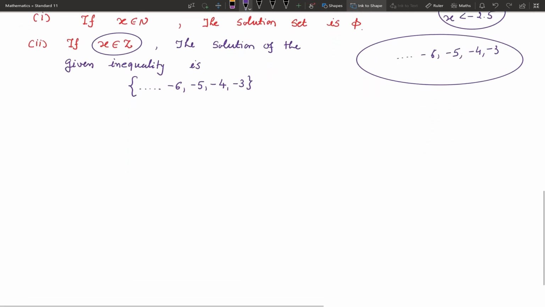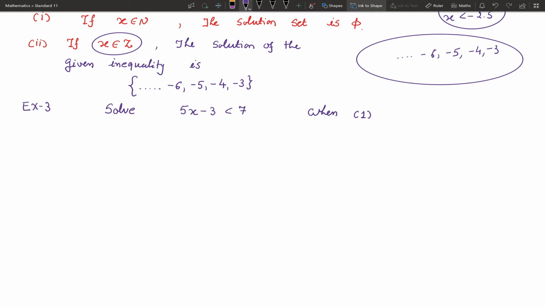We take the next example. Solve 5x minus 3 less than 7 when, first, x is an integer, and second, x is a real number.